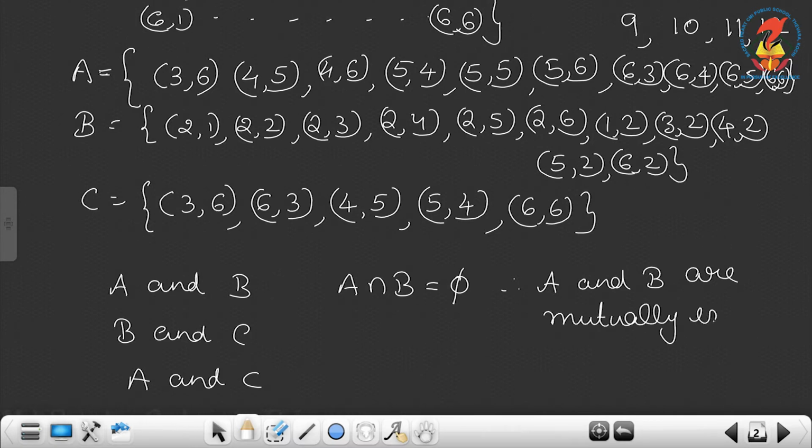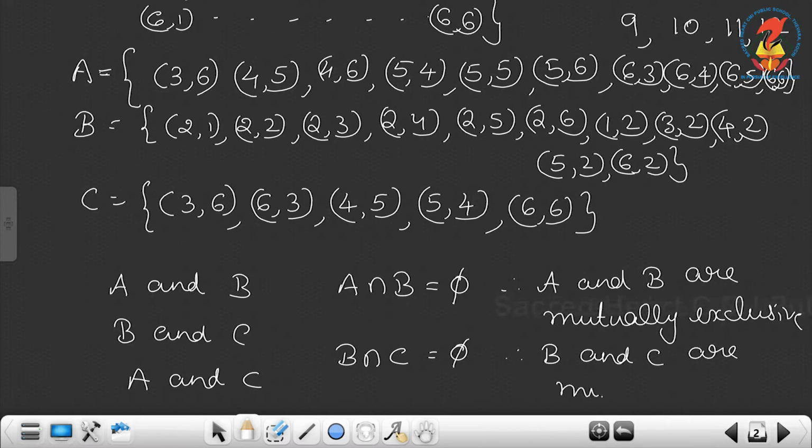Now what about B and C? B and C are also mutually exclusive. B intersection C is equal to the null set. Therefore B and C are mutually exclusive.